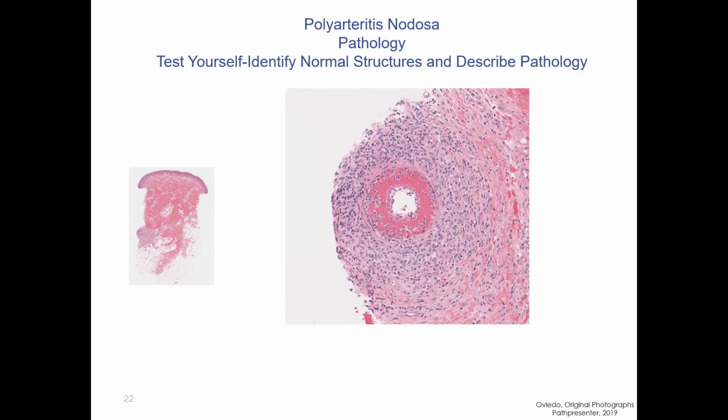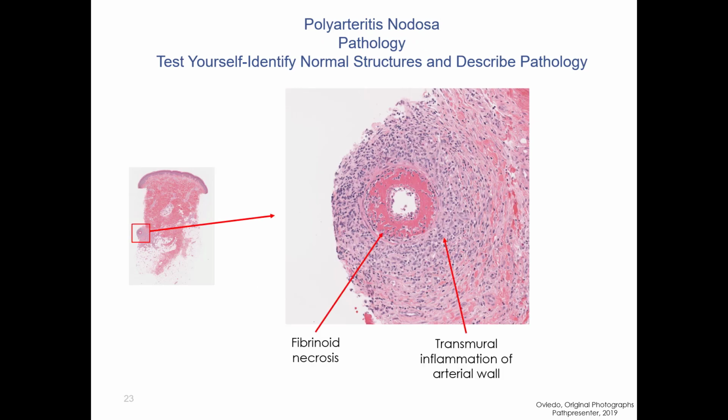Here's the pathology. Go ahead and describe the photographs. The answers will be on the next slide. You can see the skin punch biopsy has an artery with fibrinoid necrosis. That's that bright pink area. There is significant transmural inflammation of the arterial wall.